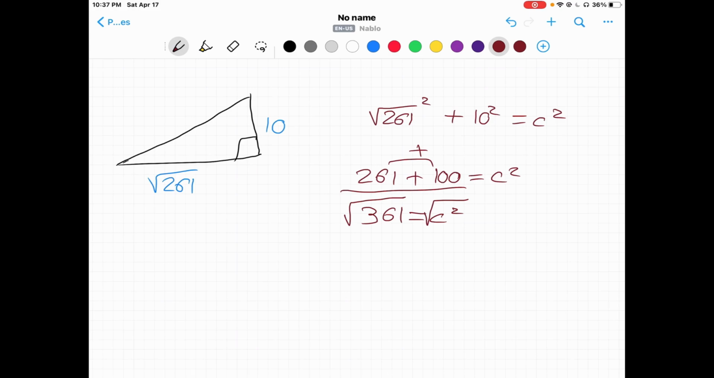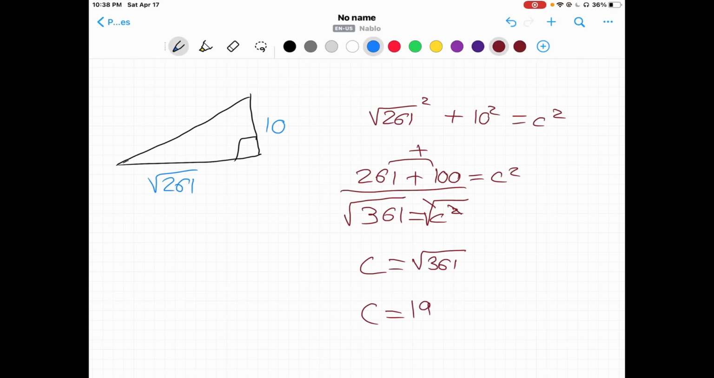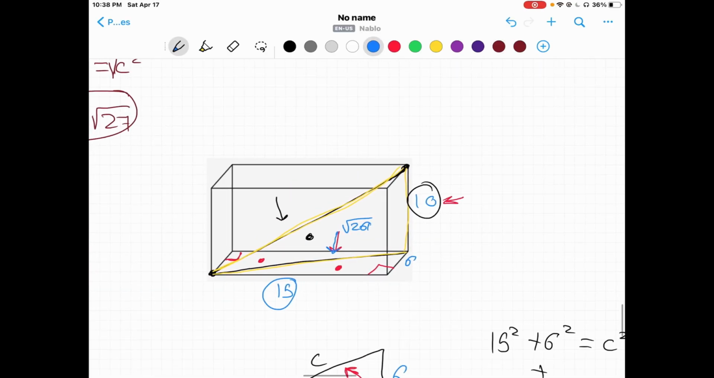Now the positive root is going to cancel out the exponent, so we will be left with C is equal to the square root of 361, which is in fact the perfect square of 19. So we would have that C is equal to 19. So therefore, the diagonal of this rectangular prism is equal to 19. Now hopefully it makes sense now. That is how you would use the Pythagorean theorem to find the diagonal of cubes and rectangular prisms.